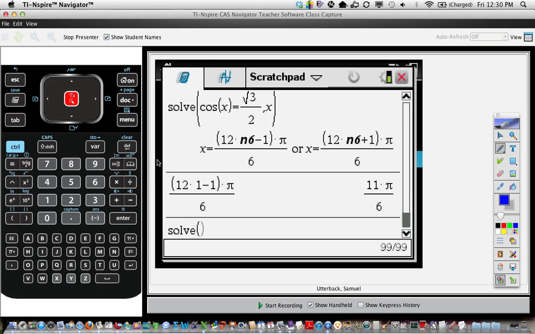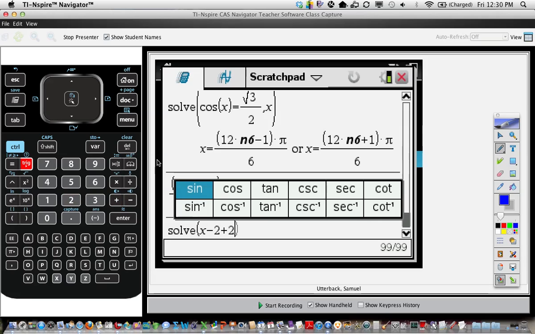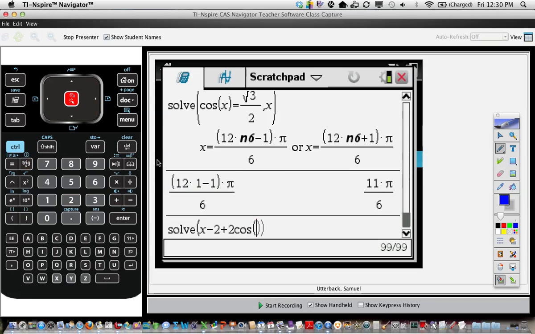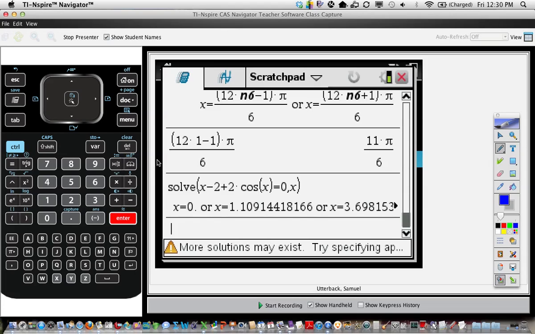Type in x minus 2. We'll pretend we haven't even gone to the graph screen. So x minus 2 plus 2 cosine x equals 0, and then comma x. Now, most of the time, if we want to know where that equation equals 0, we would just go right to the graph because it's faster and it sets the window for the whole thing. You go ahead and hit enter, and sure enough, there were our 3 answers, right?